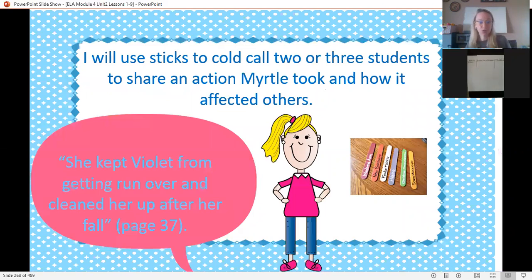Okay, so in the classroom, I would have used equity sticks to call on you guys, but we don't have those things. Let's think about what Myrtle took and how it affected others. What actions did she take? If you said something like she kept Violet from getting run over and cleaned her up after her fall on page 37, then great job on finding your evidence.